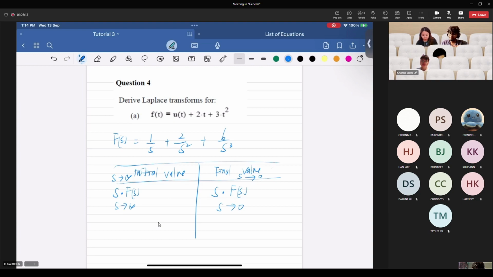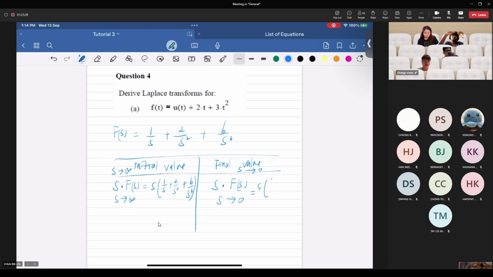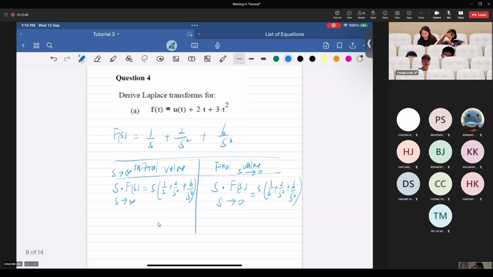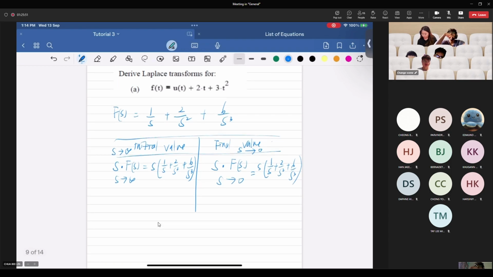So from here, you'll have this whole thing multiplied with the s. The original question is like this. So I put it equal to s multiplied with (1 over s plus 2 over s squared plus 6 over s power 3). Same goes to here. Equivalent to s times (1 over s plus 2 over s squared plus 6 over s cubed). So sub the s going to infinity. Then you can solve.